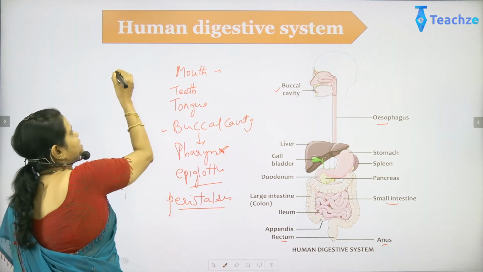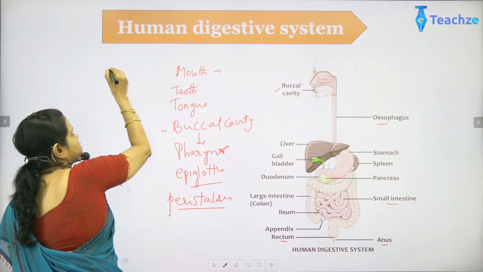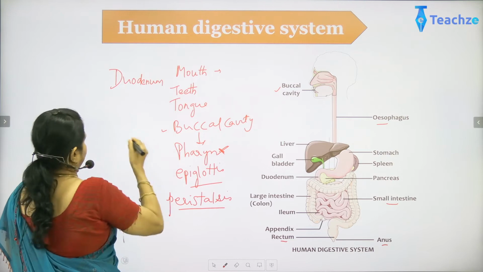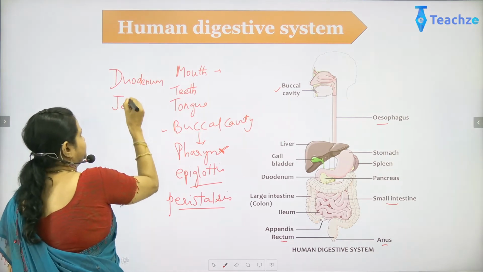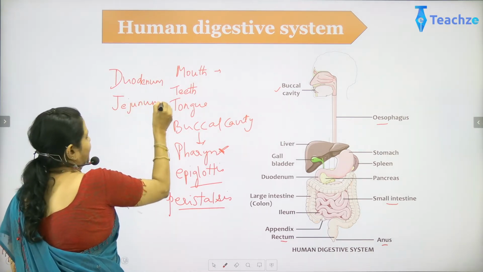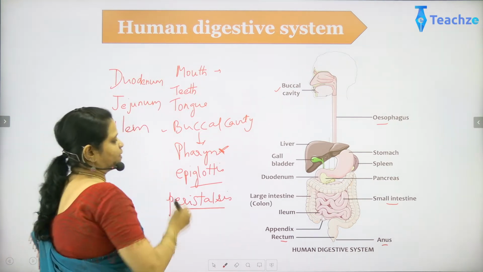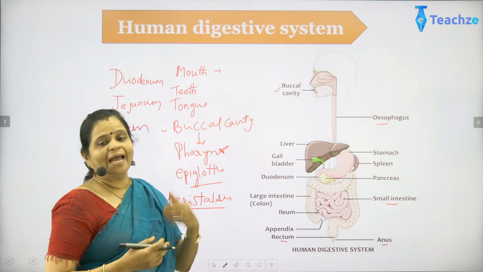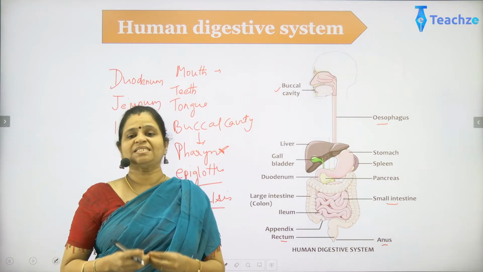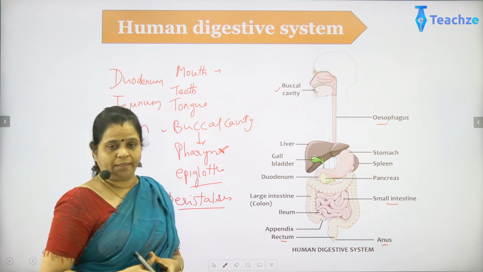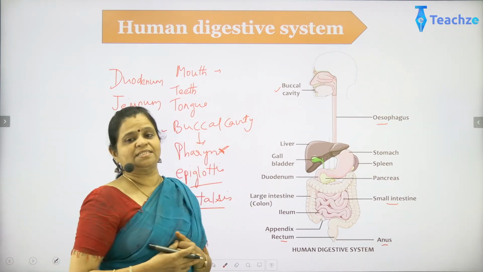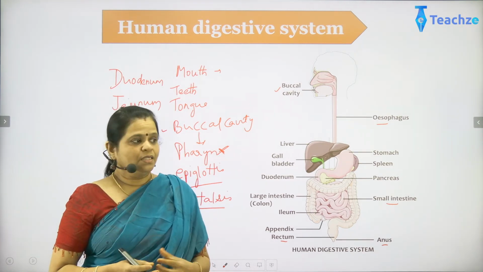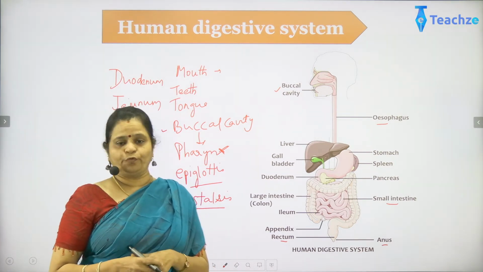The small intestine is broken down into 3 different parts. The first part we call the duodenum. Next we have the jejunum. And then you have the ileum. That is the total small intestine. Our alimentary canal is about 6 to 9 feet long, but the small intestine itself occupies 3/4 of the digestive system. It's almost like 22 feet.